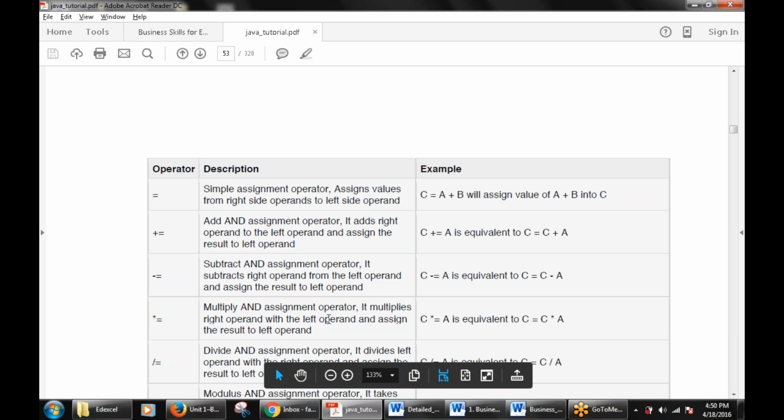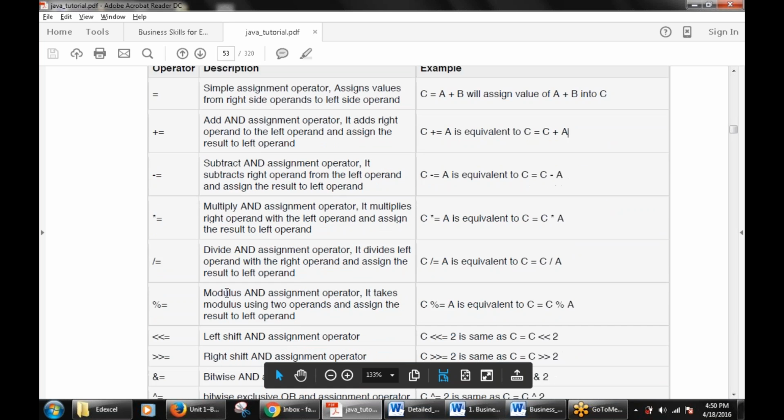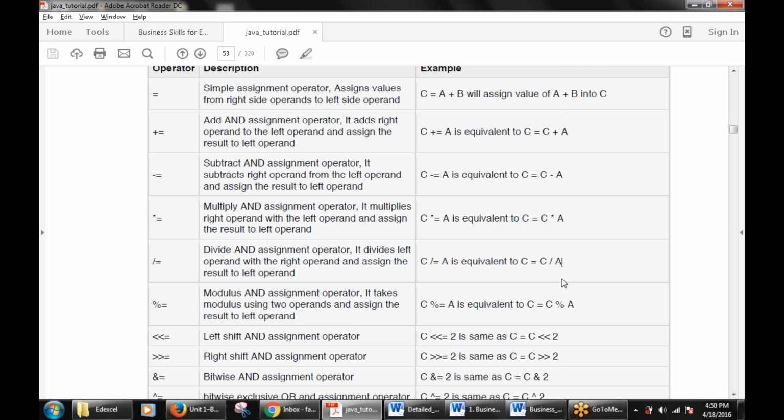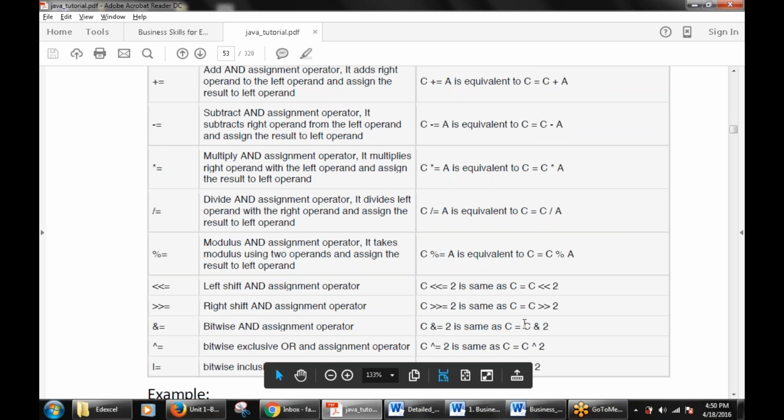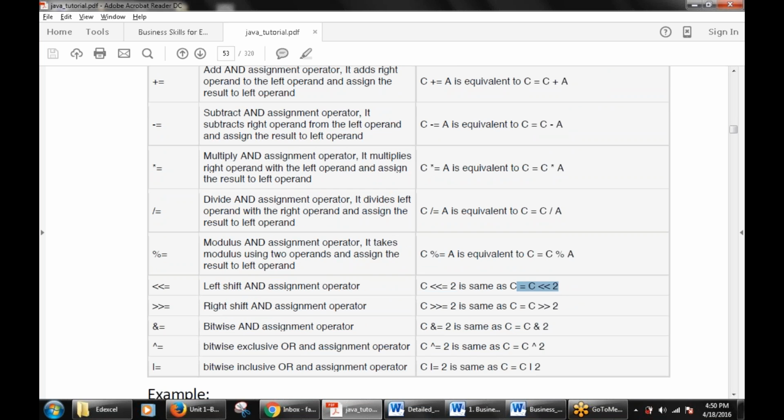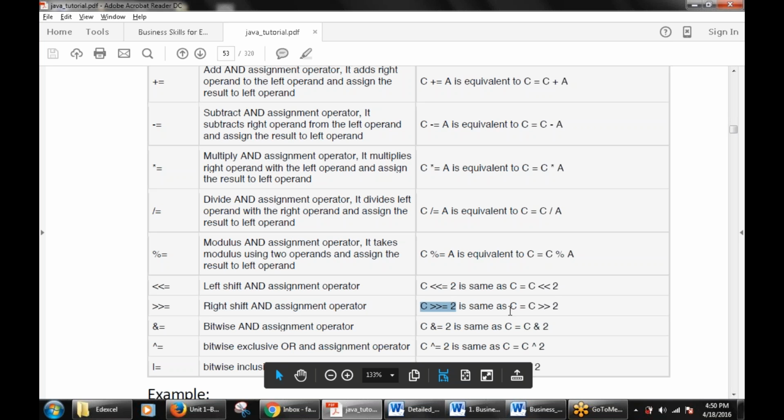Then the multiply and assignment operator multiplies the right operand with the left operand and assigns the result to the left operand. It is used the same way as with addition and subtraction. Then this is the divide, that is C slash equals to A, whatever the C value that is given is divided by A. Then modulus and assignment operator, that is C modulus equals to A, that is C equals to C modulus A. Then left shift and assignment operator, that is C left shift equals to 2, that is C equals to C left shifted by 2. Then right shift and assignment operator, that is C right shifted by 2, the same as C equals to C right shifted by 2.